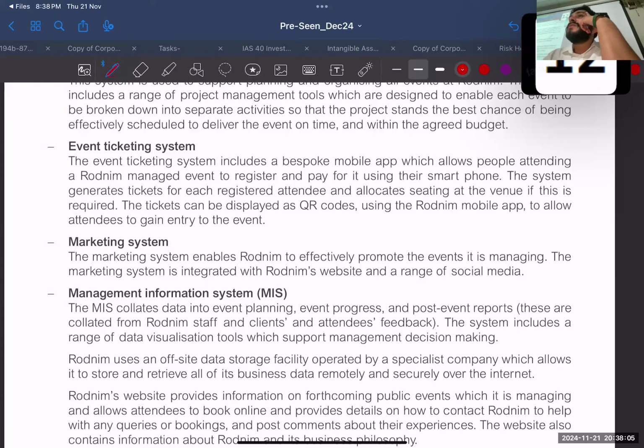What's a bespoke system? Is it a general system or an off-the-shelf system? Is it a tailor-made system? We have already read this. Bespoke system means a system that is specifically designed for a company.